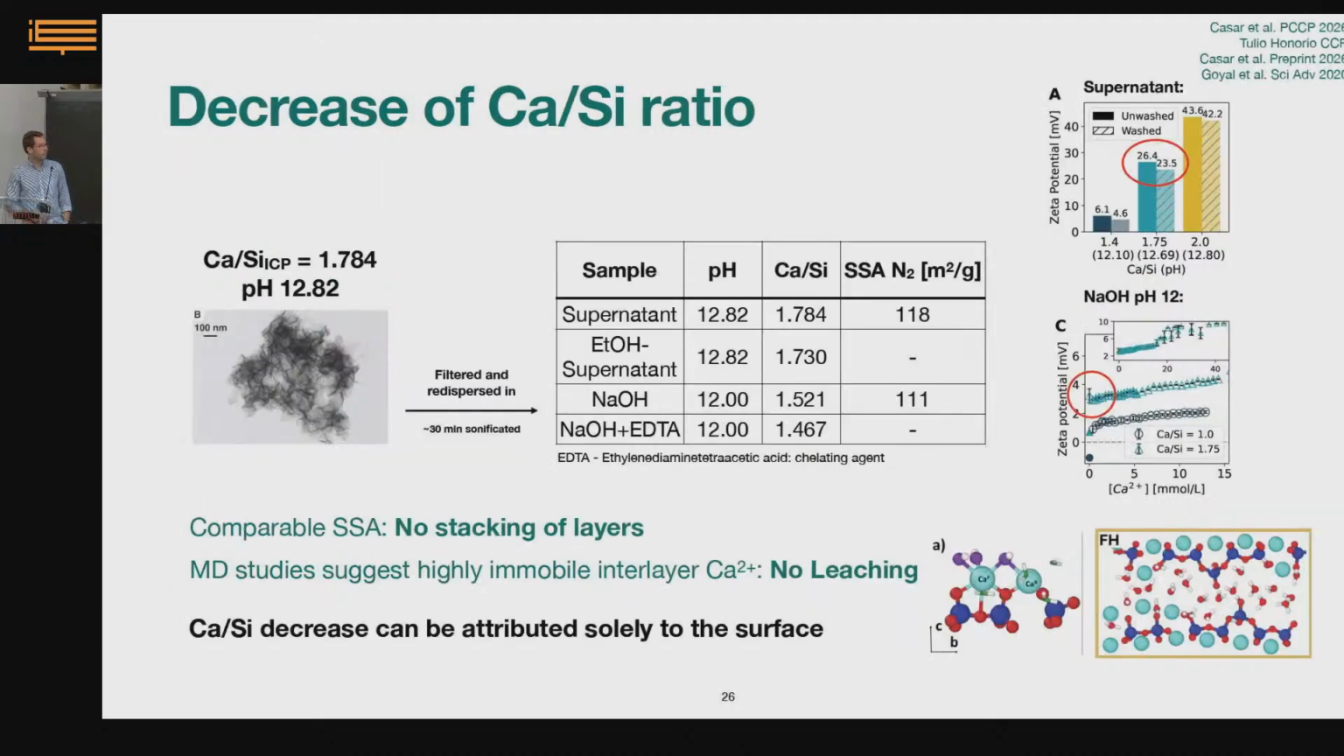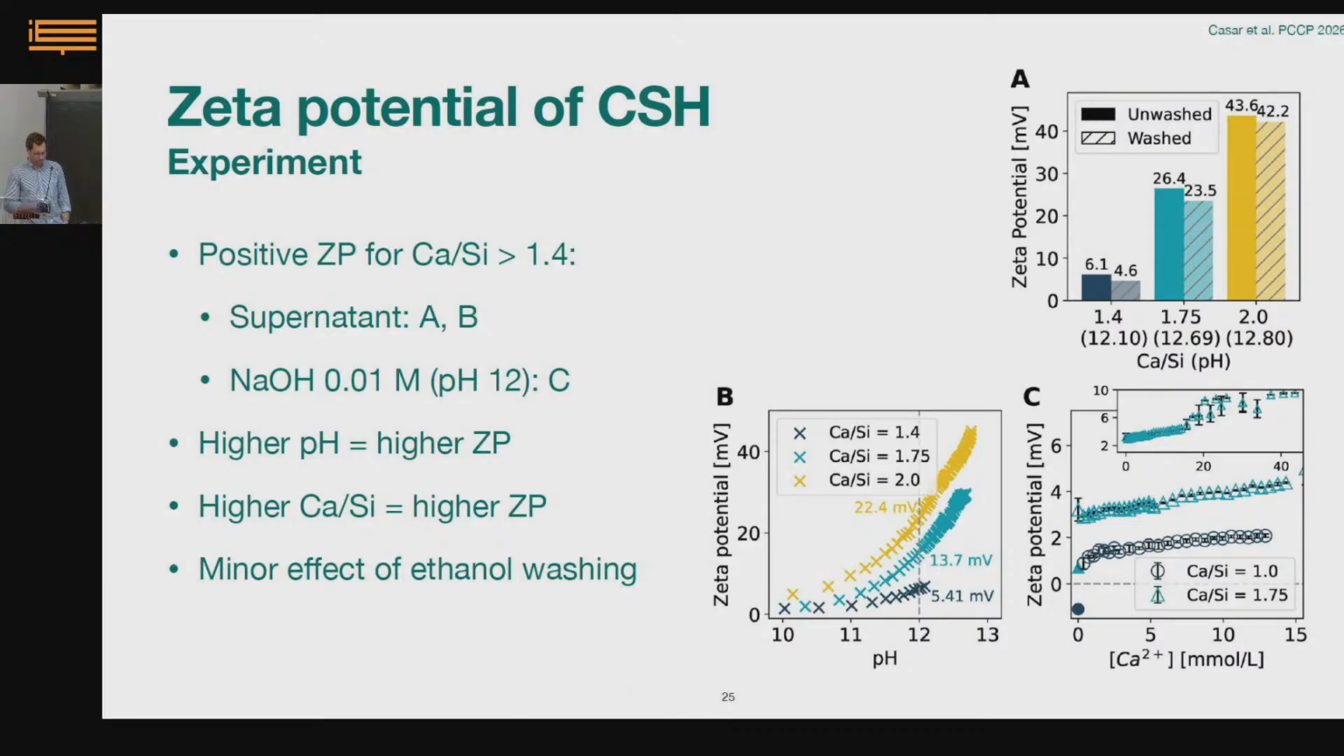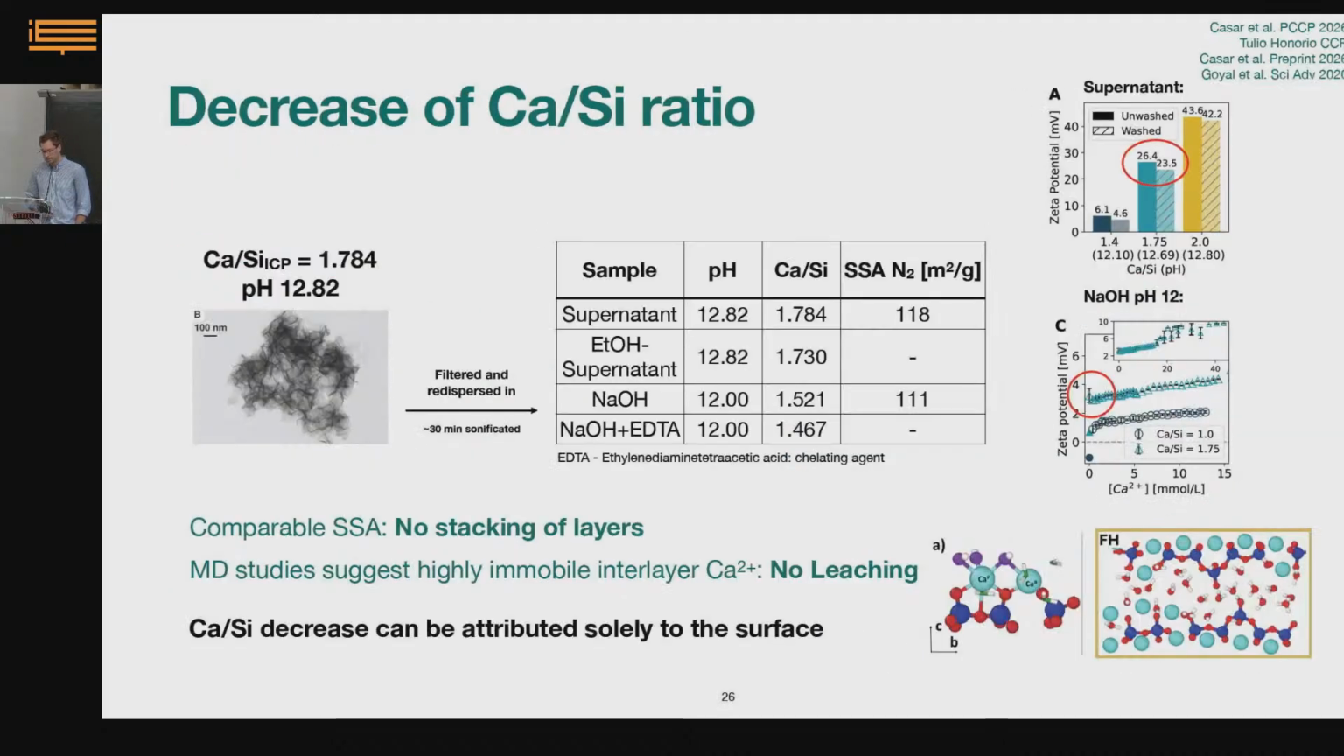So I lately was wondering, because we never checked the calcium silicon ratio of CSHs after changing solution conditions. So I went and synthesized CSH nanofoil, calcium silicon ratio 1.784, pH 12.82, which we measured by ICP. It had a specific surface area of 118 by nitrogen adsorption. And then I repeated what Maya did.